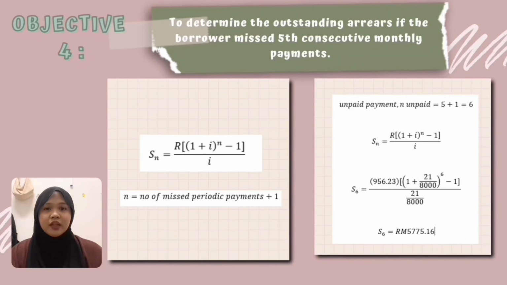Afterwards, using the formula that I mentioned before, replace all the information that we have in the formula. So the equation will be S_n is equal to 956.23 multiplied by the difference between 1 plus 21 over 8,000 raised to the power of 6 and 1, then divided by 21 over 8,000. Our final answer will be 5,775 ringgit and 60 cents.